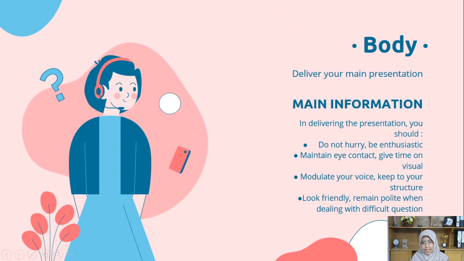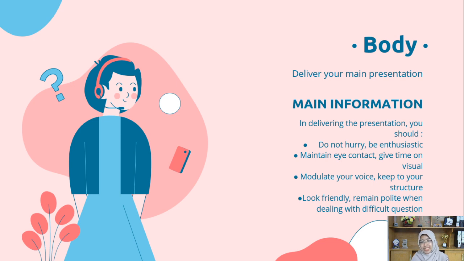Okay, now the body. The body is the main part of your presentation. So you deliver your presentation in this part, and you should consider these things. The first one, do not hurry. Be enthusiastic. Don't feel so sad. Don't show your bad face in front of the camera or in front of the audience. You should show your beautiful face or handsome face with a good smile. And then don't be hurried. You should have a medium speed in delivering your presentation. Don't be too slow or too fast.